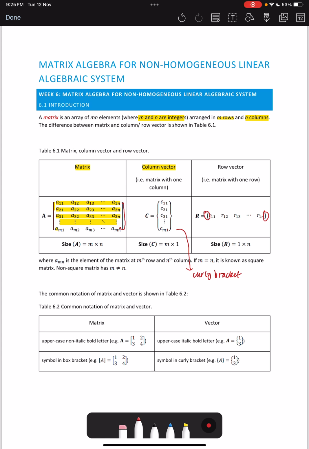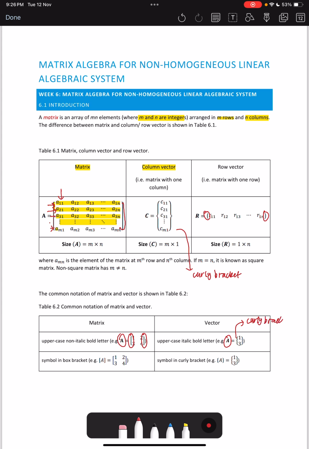Okay, where m and n are the elements of the matrix, where we have the m rows. This is row 1, 2, 3 and 4, which is the horizontal line, and the vertical line is the column of the matrix. Okay, the common notation of the matrix and vector is shown in this table, table 6.2, where normally when we form the matrix, we put it as non-italic and bold, and we use the square bracket like this. And if it's a vector, we normally italicize it and make it bold, and we use the curly bracket.